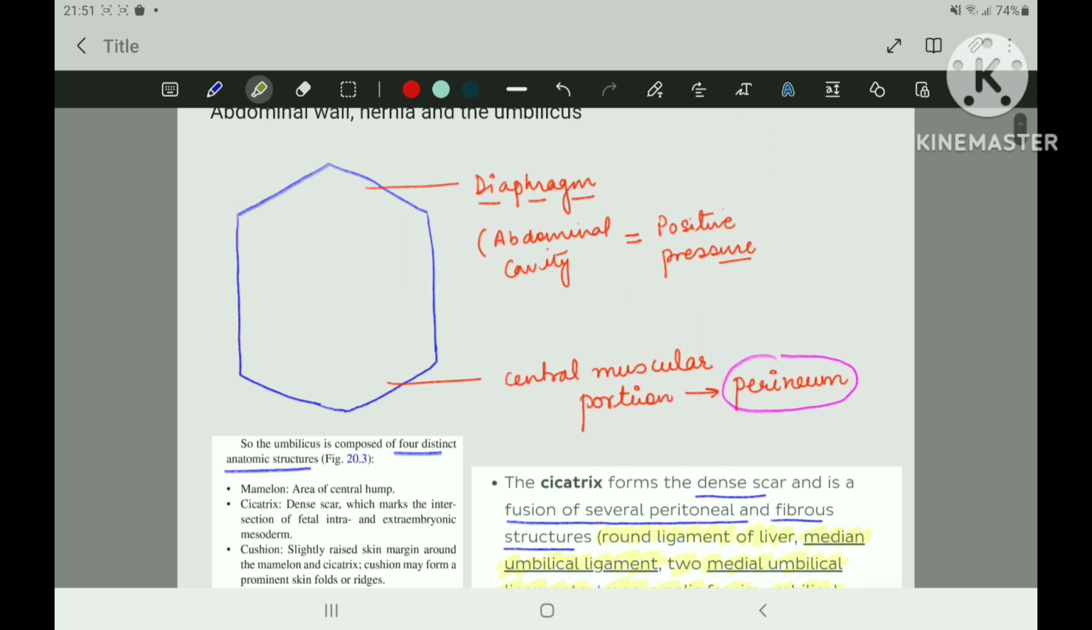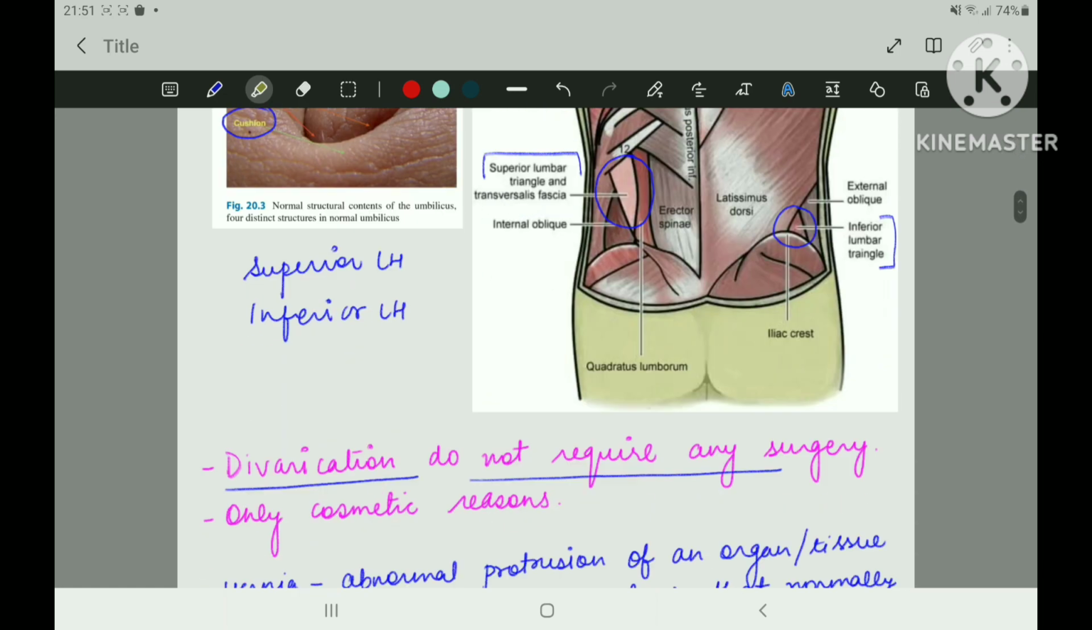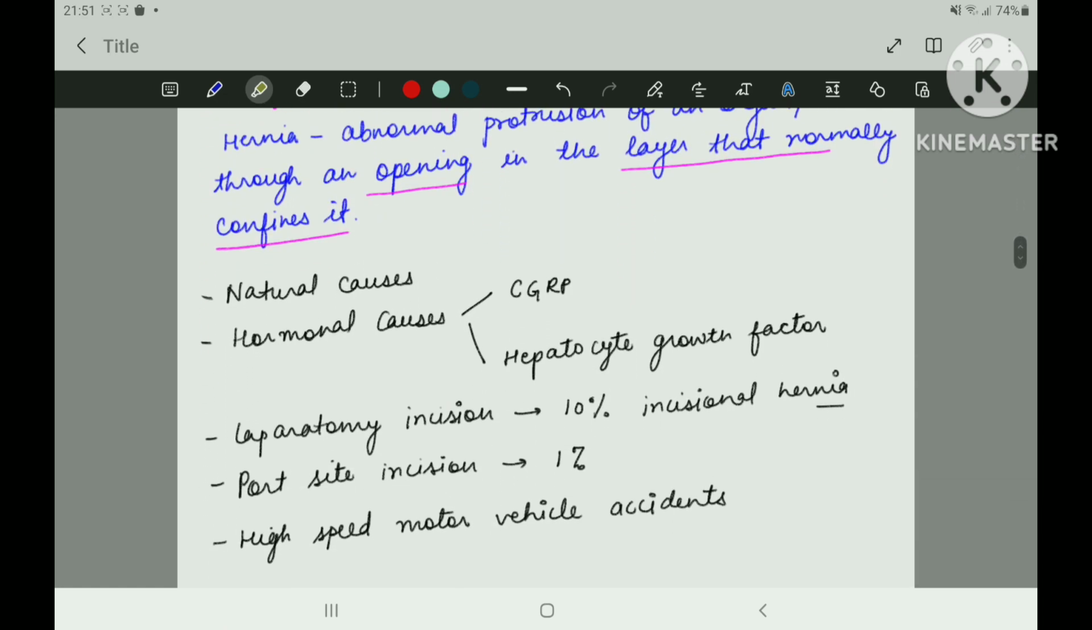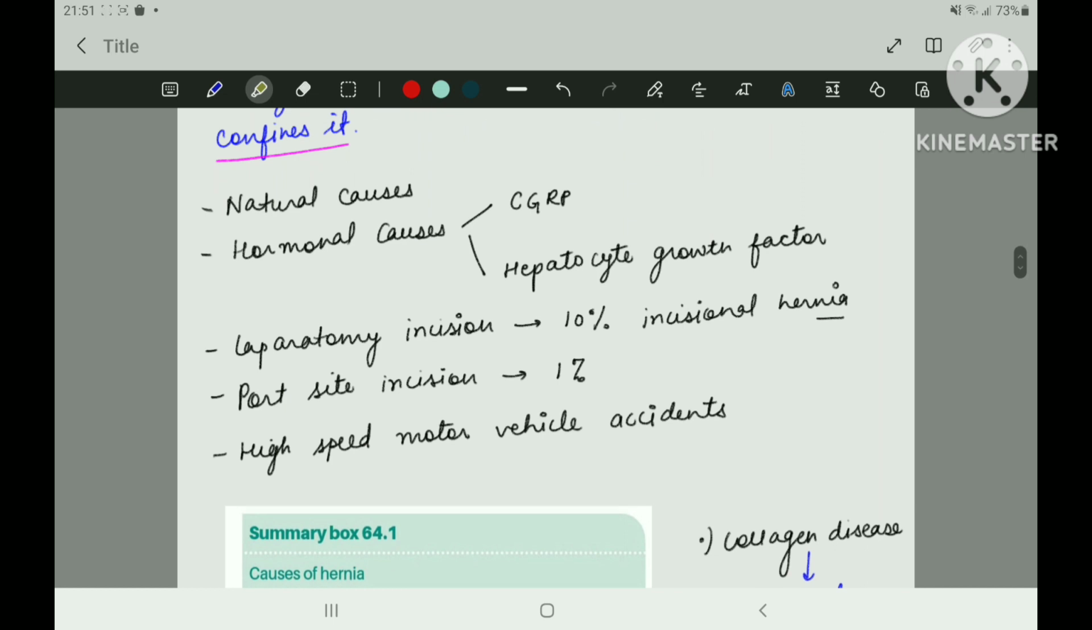So we have already read about the various positions from where any organ or viscus can protrude. It can protrude from the diaphragm, the perineum, the inguinal region, and the lumbar triangles, which are the superior lumbar triangle and the inferior lumbar triangle. Then there are various causes for hernia, mainly ventral wall hernia.